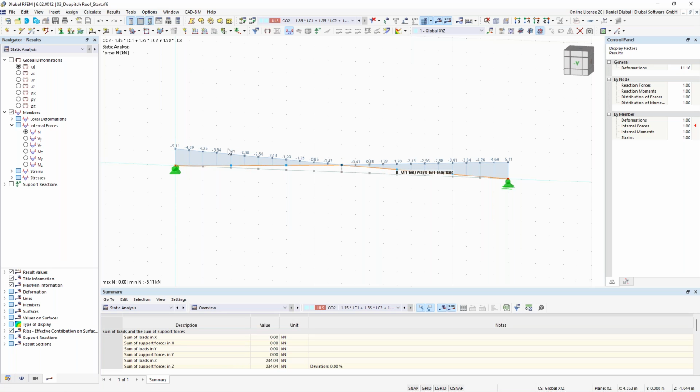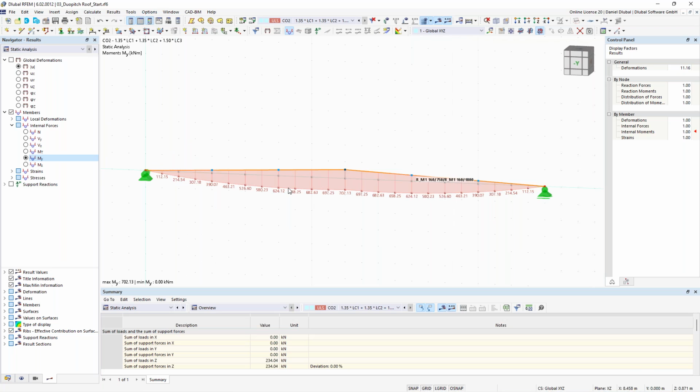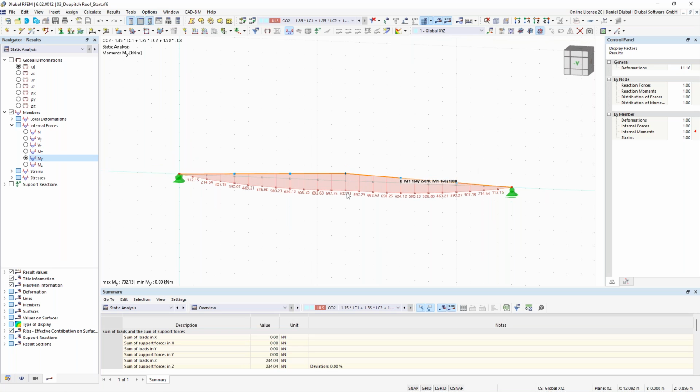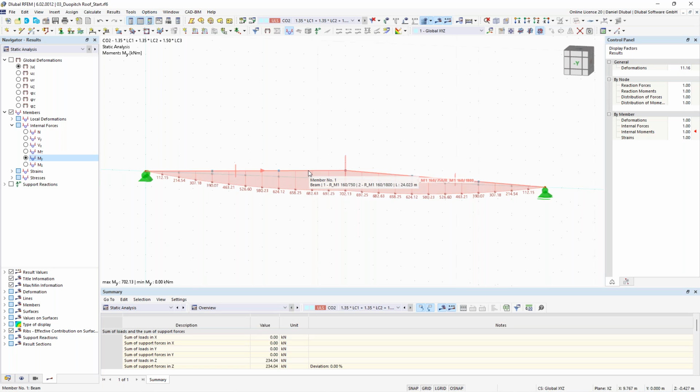Also take a short look at the bending moments. Looks like that. Now, when someone is wondering, okay, hey, why do I have here this strange moment distribution, this is because of this eccentric statical line.